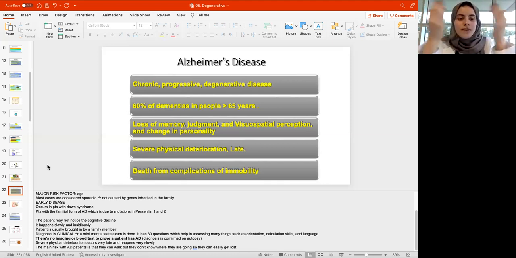So if you look at the head MRI or CT, you'll see that the atrophy is only in the frontal and temporal areas. While in Alzheimer's disease, the entire brain is affected, okay?